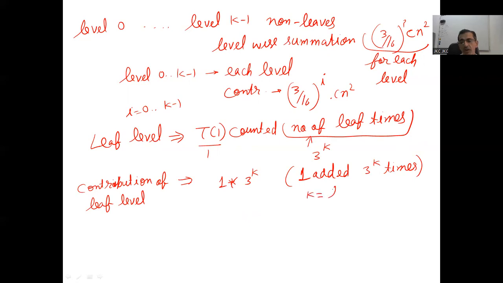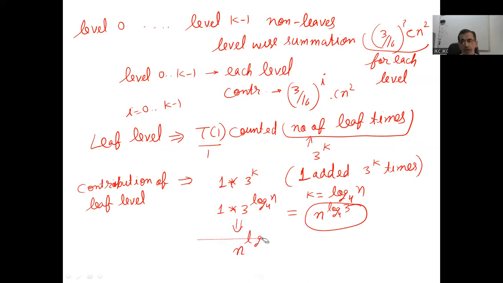K I already know. k is nothing but log base 4 of n. So I can say this becomes 1 into 3 raised to log base 4 of n, which mathematically, if I am correct, can be written as n raised to log base 4 of 3. I say this is nothing but n raised to log based 4 and 3. This is mathematically you can prove. Mathematically you can always find this relation.